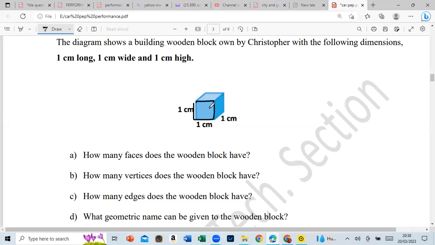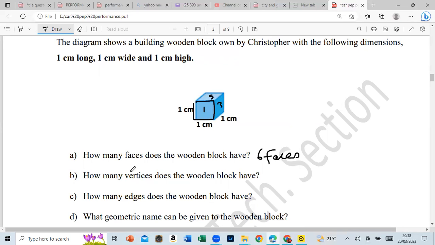All of the faces are basically squares, and a cube has 6. You can see one at the bottom, 2, 3, and that makes 4, and then we have 5, and the base one makes 6. So a cube has 6 faces, right?